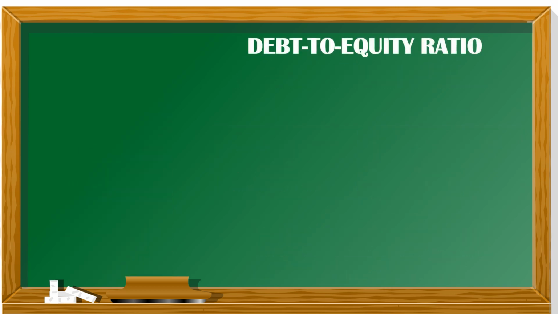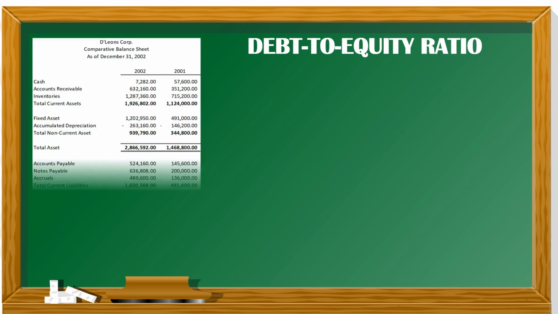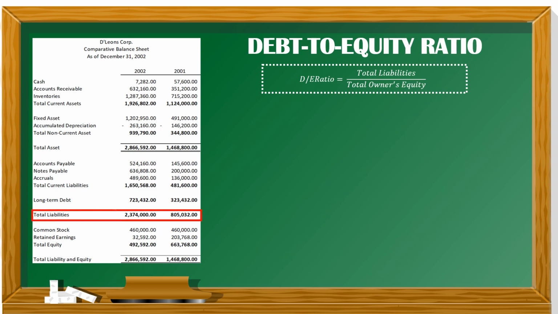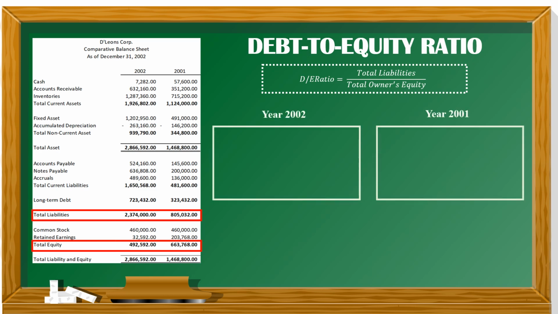We have the second type of solvency ratio, the debt to equity ratio. For this example, we have here the formula for the debt to equity ratio: the total liabilities divided by its total owner's equity. Again, we will be computing the debt to equity ratio of the Leon Corps for 2 years, 2002 and 2001.